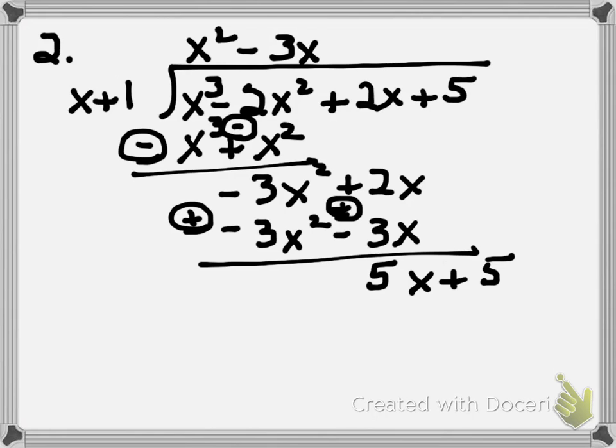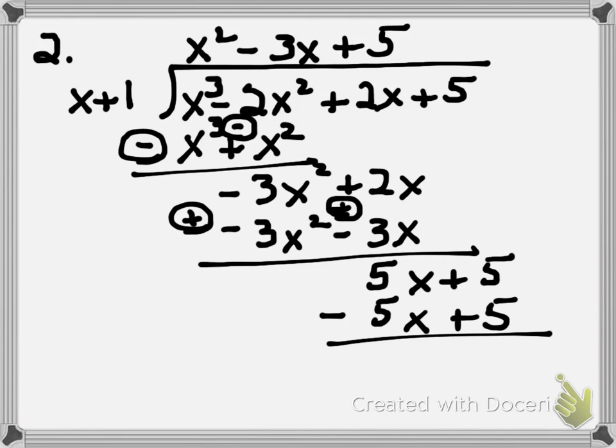5x divided by x is 5. 5 times x is 5x. 5 times 1 is 5. Change the signs of the second polynomial. And again, we have a remainder of 0.